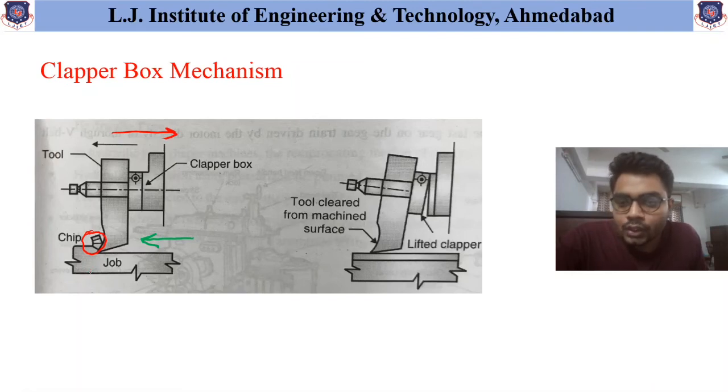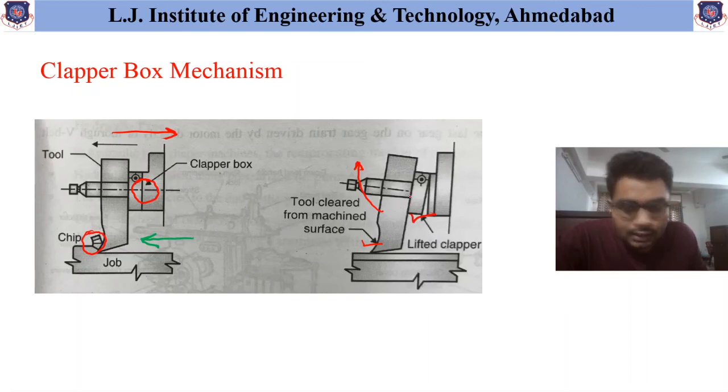So to overcome this problem, the clapper box is provided, and the arrangement provided over here, during the return stroke, lifts up the clapper. This clapper lifts up, due to which the tool does not come into contact with the workpiece, which helps to prevent surface deterioration, and it maintains the surface finish of the workpiece. So the clapper box helps to maintain the surface finish of the workpiece.